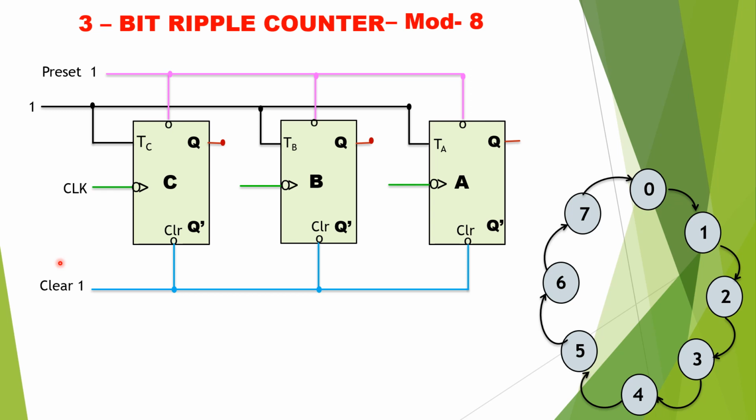Now the external clock pulse is connected to the C flip-flop, that is the LSB flip-flop, and the outputs of these 3 flip-flops are designated as A, B, C, and the output of C is connected as a clock to the B flip-flop and the output of B is connected as a clock for the A flip-flop.